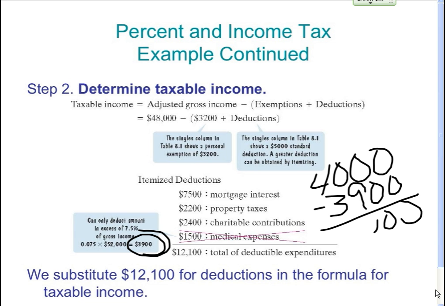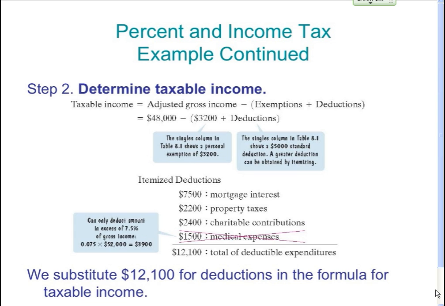Okay, but she didn't even come close to the $3,900 for the medical expenses, so she can't count the medical expenses. Okay, so she's not allowed to deduct those. If you add up everything else, you see that she has deductions of $12,100, which is larger than the $5,000, which is the standard deduction. So she's going to take off $12,100.